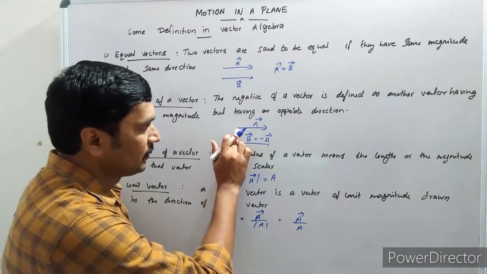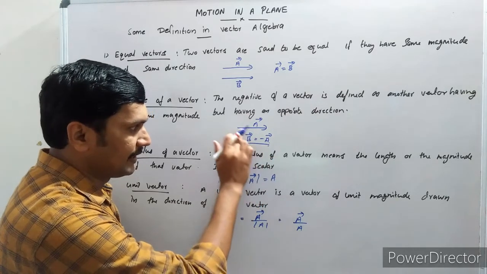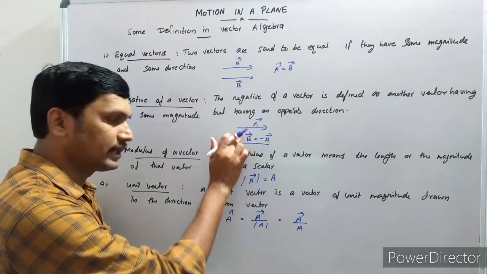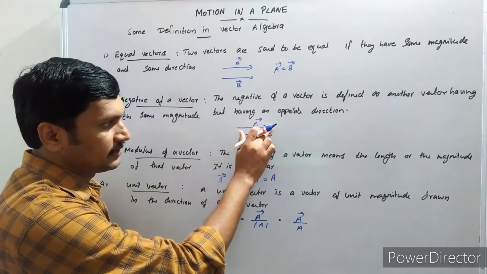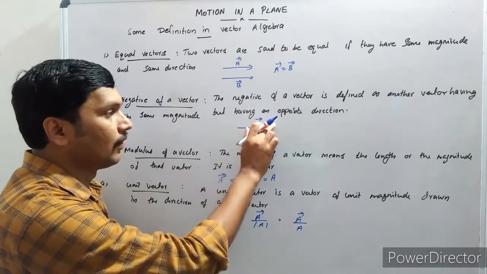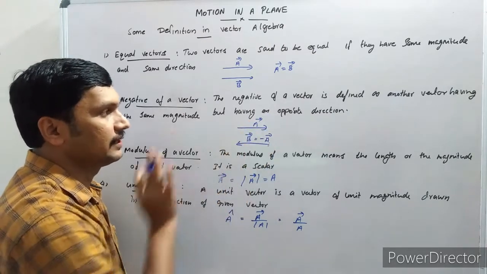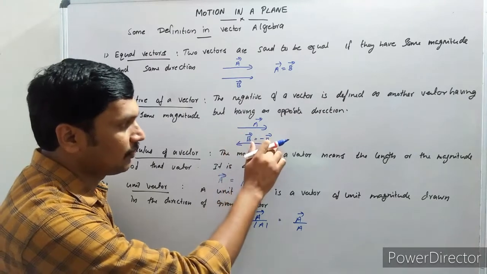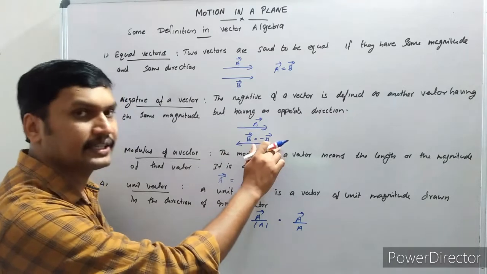Here we have vector A and vector B. You compare the length of these two vectors, that is the magnitude of the vector, both are the same. But see the direction of the arrowhead. This is towards east and this is towards west. So they are opposite vectors. The directions are different. So we can say vector B is the negative of vector A.